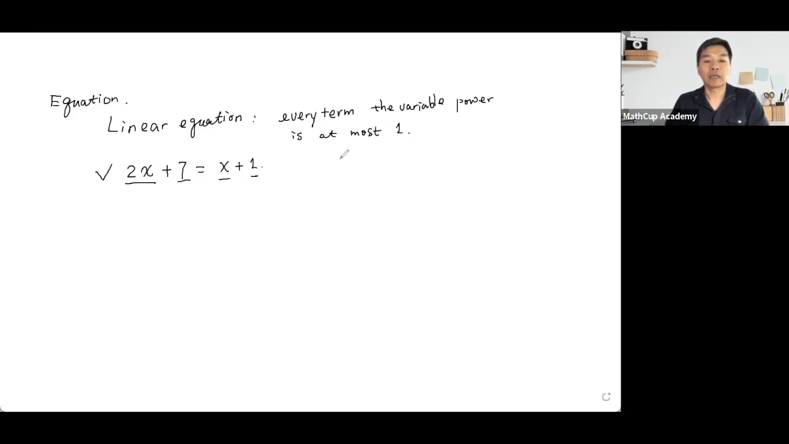On the other hand, x squared plus 7 equals x plus 1 is not a linear equation because you have a term x squared which has a variable with exponent 2.